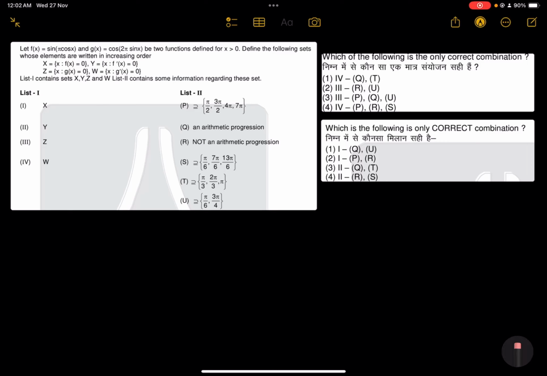Hi, this question appeared in JEE Advanced 2019 in its second paper. So basically it is a matching type question. We have to match List 1 to List 2 and answer these two questions. Alright, so let us go ahead and solve this question.